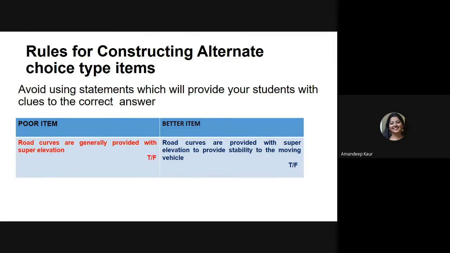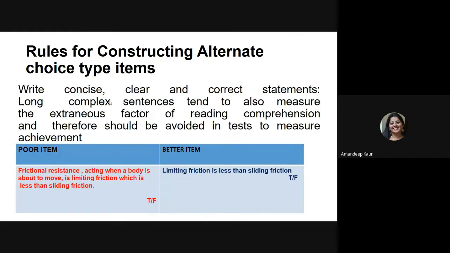So the poor item given by the faculty in a paper was: road curves are generally provided with super elevation. So a student can make a very educated guess from this particular statement. So the better item that can be given by the teacher may be: road curves are provided with super elevation to provide stability to the moving vehicles. So no clue needs to be there.